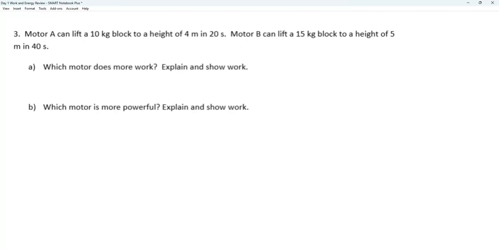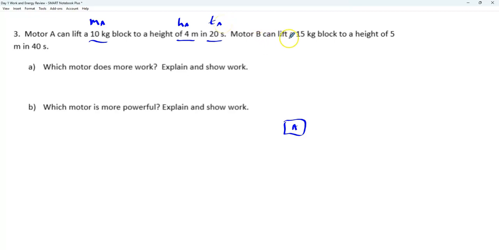So it gives you a situation where two motors, motor A and motor B, can lift a block of different masses to different heights in different amounts of time. So I'm going to draw A. A is supposed to be 10 kilograms, so that's the mass of A. The height that A goes to is going to be 4 meters, and the time for A is 20 seconds.